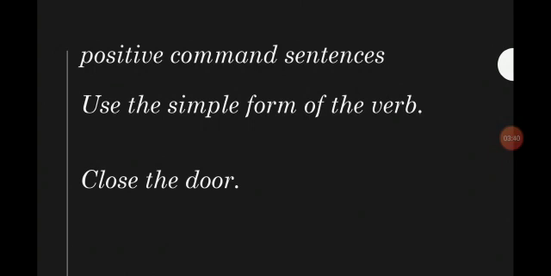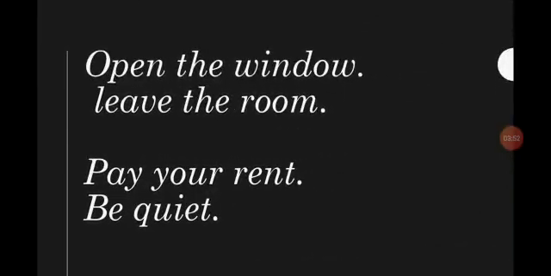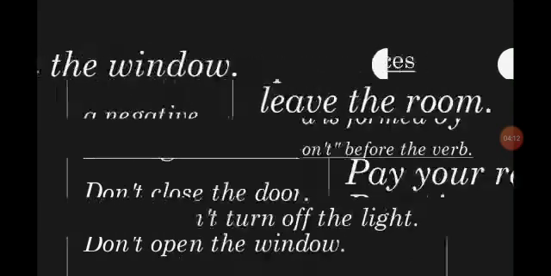To make it more polite, we add please. So here, close the door. Close here is the verb. It's a very simple form of the verb. Open the window. Also here, open is a verb. It's a simple form of the verb. Leave the room. اترك الغرفة. So leave is a verb. Pay your rent. Be quiet. So in a positive command, we use a simple form of a verb.